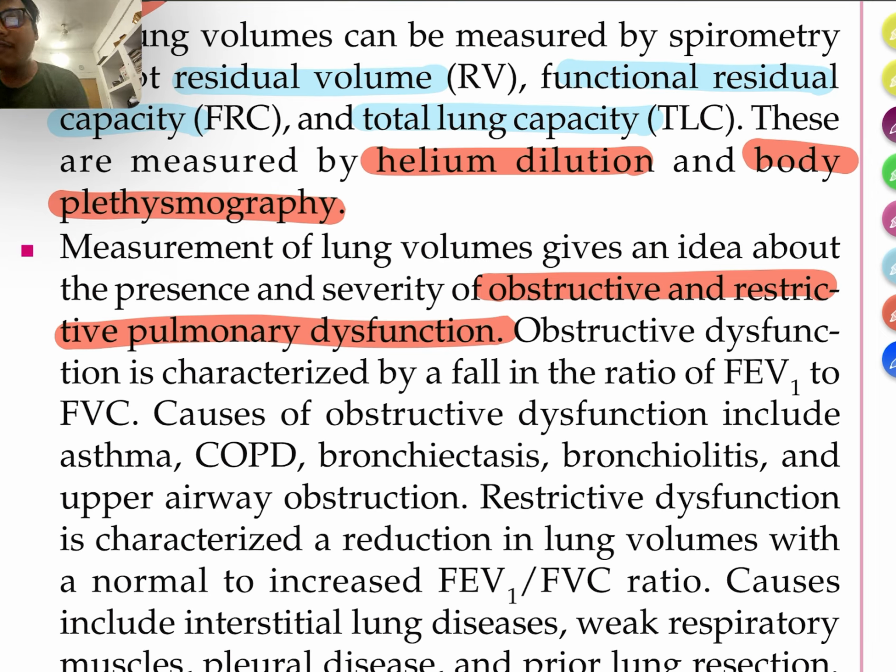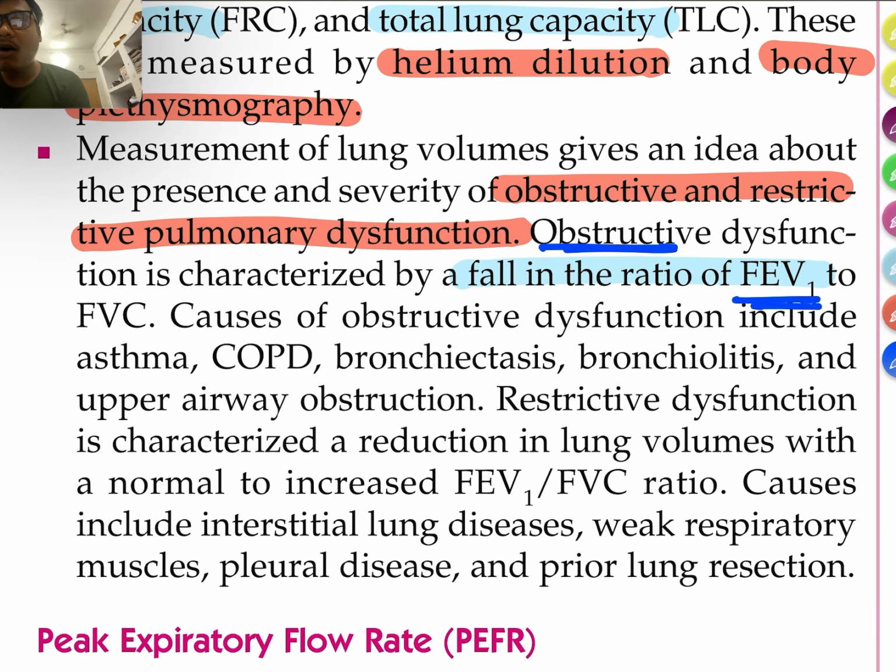Obstructive dysfunction is characterized by a fall in the ratio of FEV1. That is the most important point: in obstructive disease, FEV1 decreases. So what are the causes of obstructive dysfunction? These include asthma, COPD, bronchiectasis, bronchiolitis, or airway obstruction. A for asthma, B for bronchiectasis or bronchiolitis, C for COPD. These three are the common obstructive disorders of the lungs. You have to remember that.